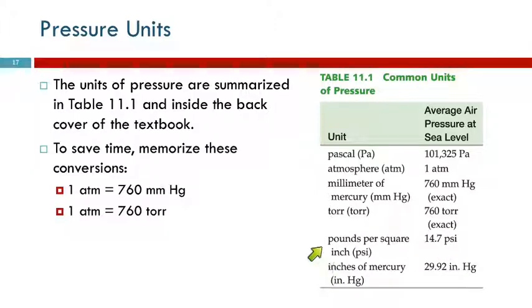This is a table showing some common units of pressure. All of these things are equal to each other. So 101,325 pascals, that's the average air pressure at sea level, which is also 1 atmosphere, 760 millimeters of mercury, 760 torr, 14.7 psi. You might be familiar with that unit. PSI stands for pounds per square inch, and 29.92 inches of mercury. This is just measuring that column of mercury with an English ruler in inches instead of in millimeters or centimeters. Any questions?